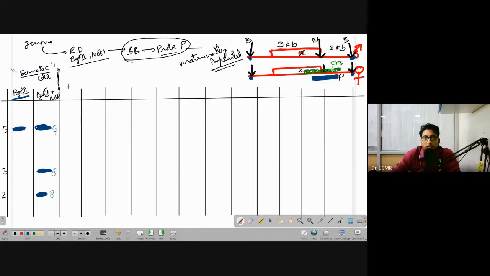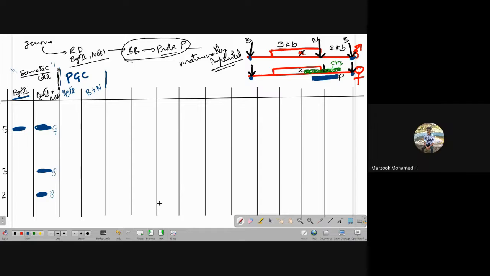Now I'm changing the sample. The sample that I'm going to give is from primordial germ cells, PGC. So one reaction is set where you are adding BGL2. I'll just write B for next time on. And in the other reaction, BGL2 plus NOT1. What bands will we expect, and what will be their sizes? How many and what will be their sizes?